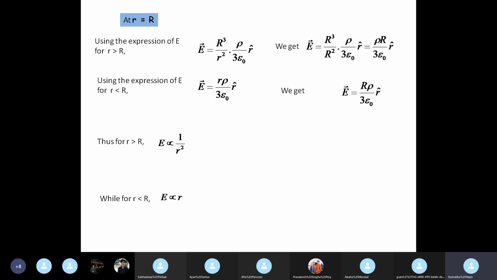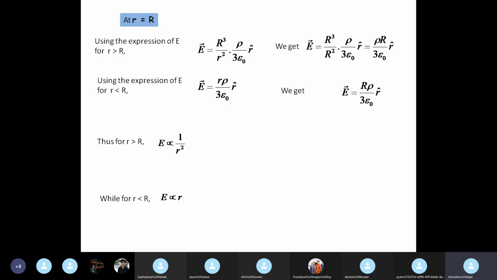Can you tell me why that happens? That happens because when you are starting from a point inside the sphere, say you start from r equal to 0, that is right at the center, there is no charge enclosed, so there is no field.